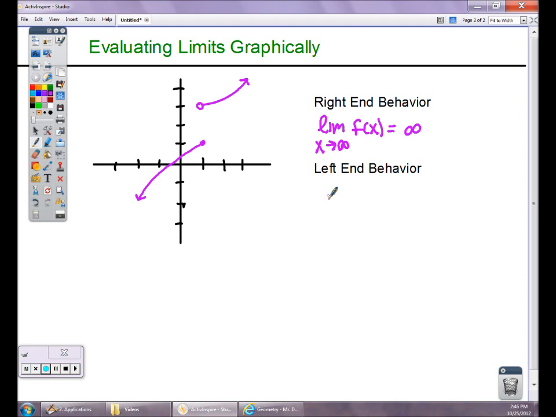The left end behavior answers the question, what is the limit as x goes to negative infinity, or towards the left, of the function? And from the graph, as I go to the left on the x values, the graph is decreasing lower and lower and lower, which is approaching negative infinity.